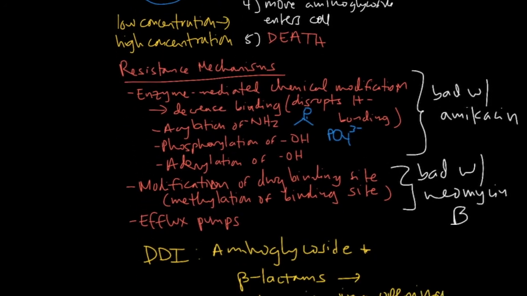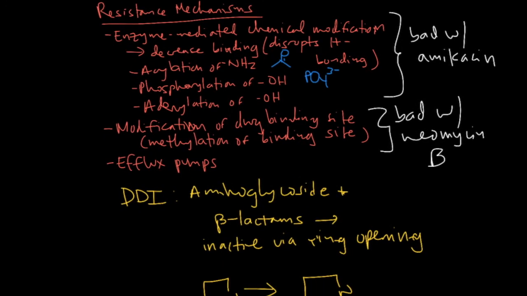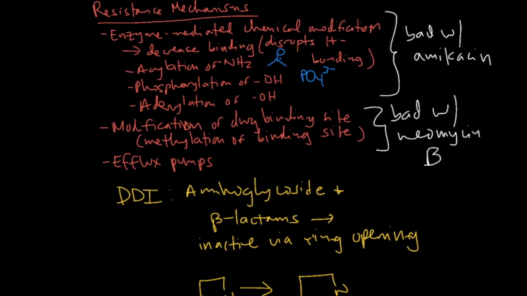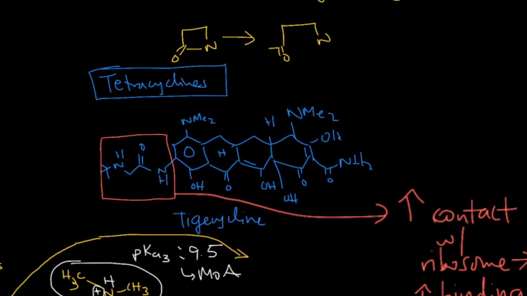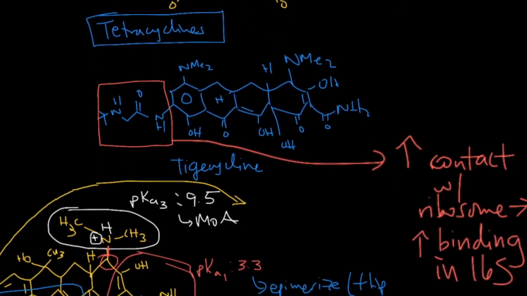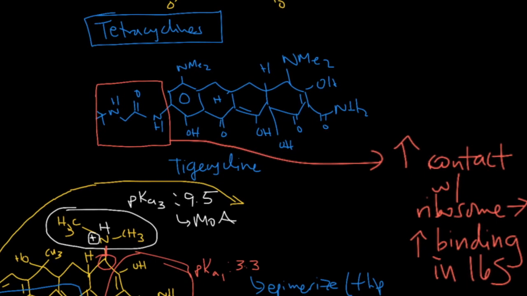Here are some different resistance mechanisms. Remember that enzyme-mediated chemical modification is not useful for amikacin, and methylation of the binding site is not useful for neomycin B. Remember that aminoglycosides and beta-lactams can interact to open the beta-lactam ring. Tetracyclines work the same way as aminoglycosides by binding to the 16S rRNA. Remember, tetracyclines, so 4 cycles, 4 rings. Tetracycline has this little tail end, just like amikacin, and this increases the contact with the ribosome, which increases binding in the 16S subunit.